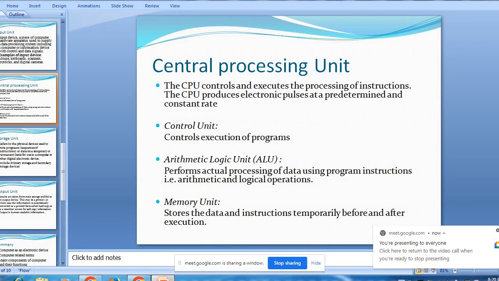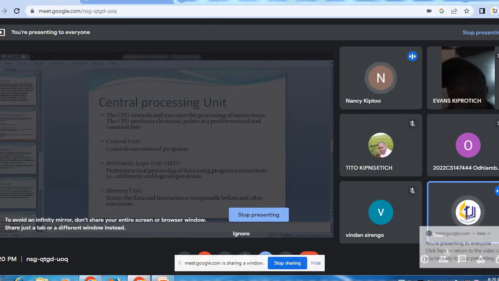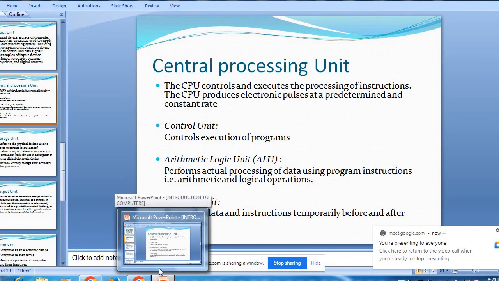Screen is disappeared. Haionekani mwalimu. Yes, sir, nimeona.